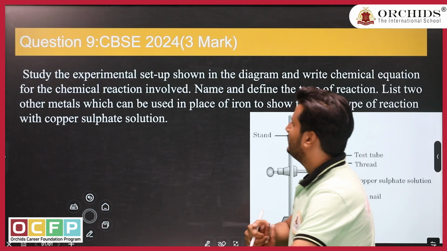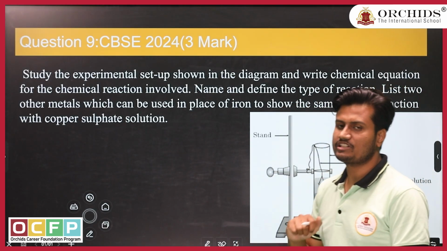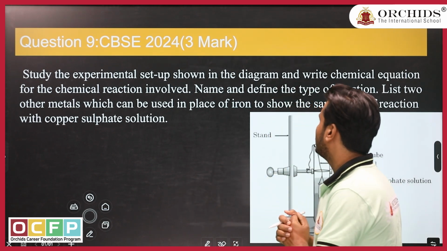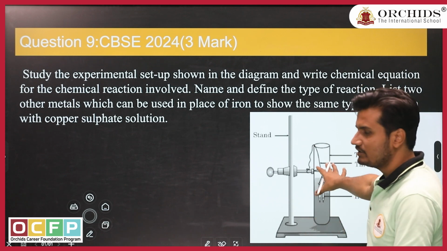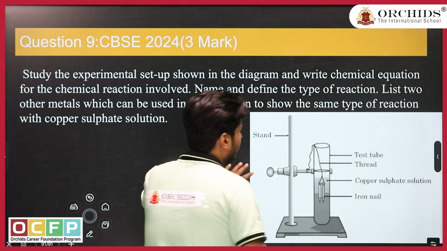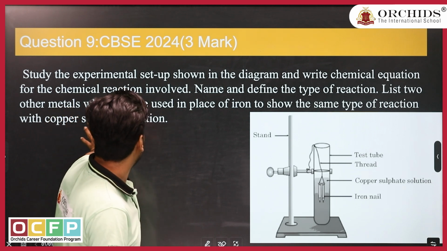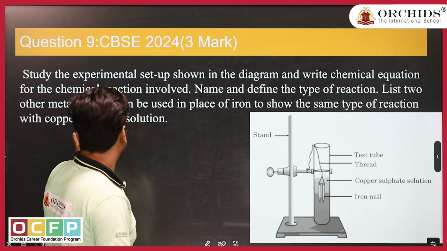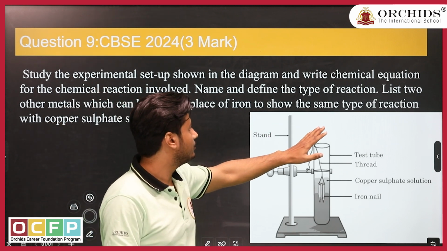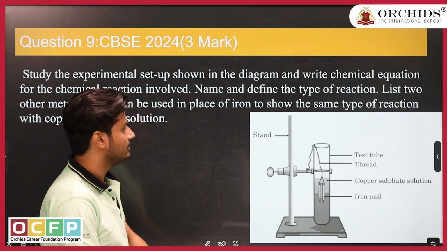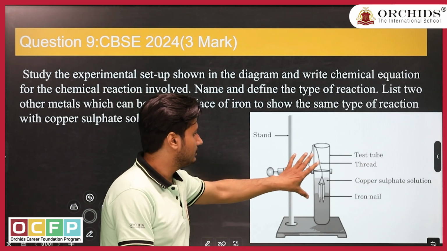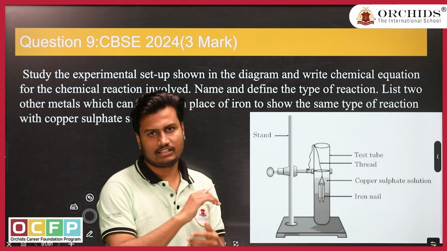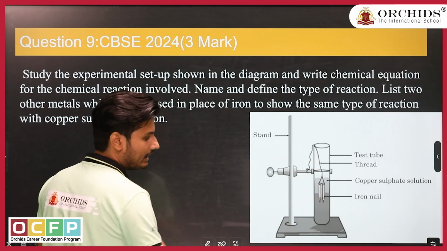Okay, this is a question asked in 2024, a 3-marker question. Study the experimental setup shown in the figure diagram. This is the diagram. Write the chemical equation for this diagram and define the type of reaction. List 2 other metals which can be used in place of iron to show the same type of reaction with copper sulfate solution. As you can see in the diagram, copper sulfate solution and an iron nail is dipped into it. Alright. So we will try to write the reaction.